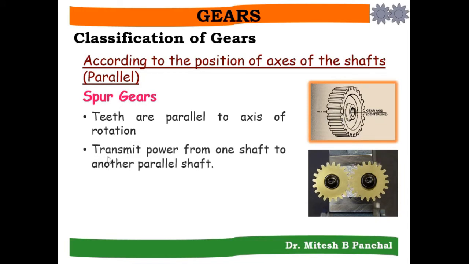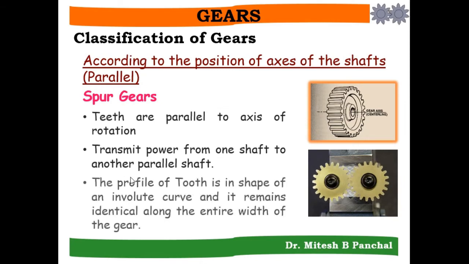Spur gears are used to transmit power from one shaft to another parallel shaft. You can see over here, one is the driver, which is driving the other gear, that is the driven gear, and transmitting the power from one shaft to another shaft, which are parallel. The profile of tooth is in the shape of an involute curve and it remains identical along the entire width of the gear tooth.